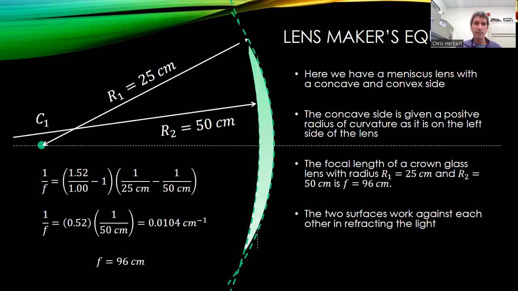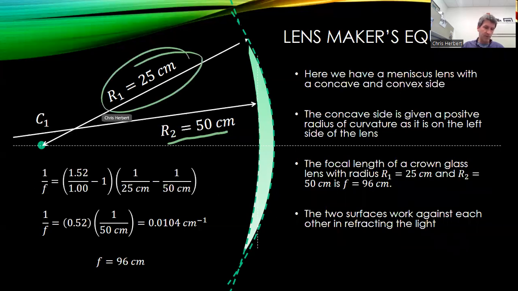Okay, here's a meniscus convex lens. Notice we've introduced a new radius of curvature. This is the concave side, and I put that on the left-hand side, so that's going to be a positive number. But the radius of curvature is less for the convex side, making it more powerful or more convergent than the concave side is divergent.